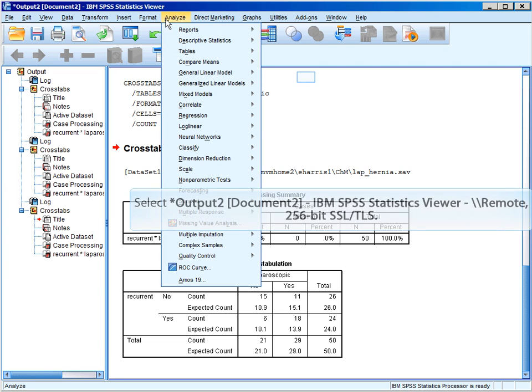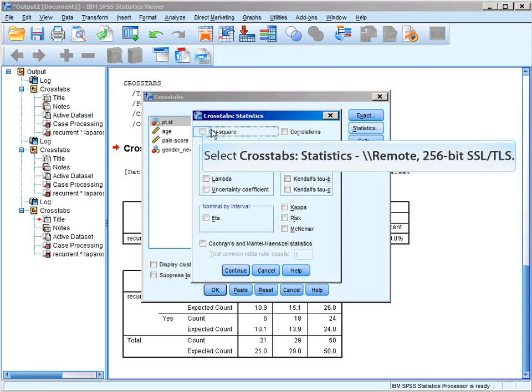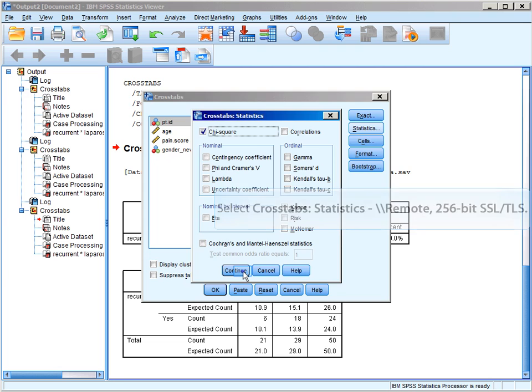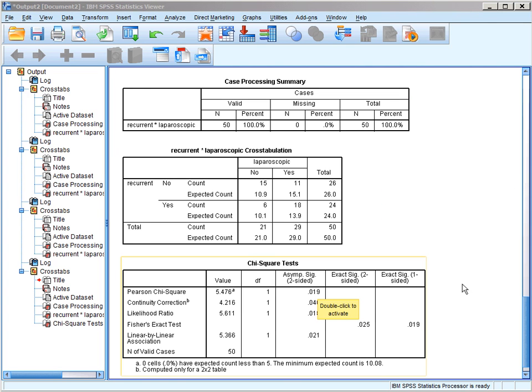But just make it easy and go to crosstabs and statistics and click the chi-squared button, continue, and OK. This adds an extra table to the bottom, Chi-Square Tests, and what we're interested in here is the Pearson Chi-Square Test, which is the top of the table there. So the number is 5.476.